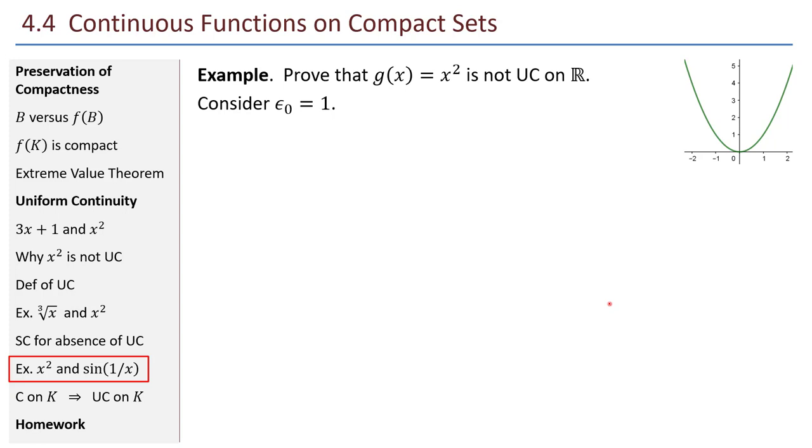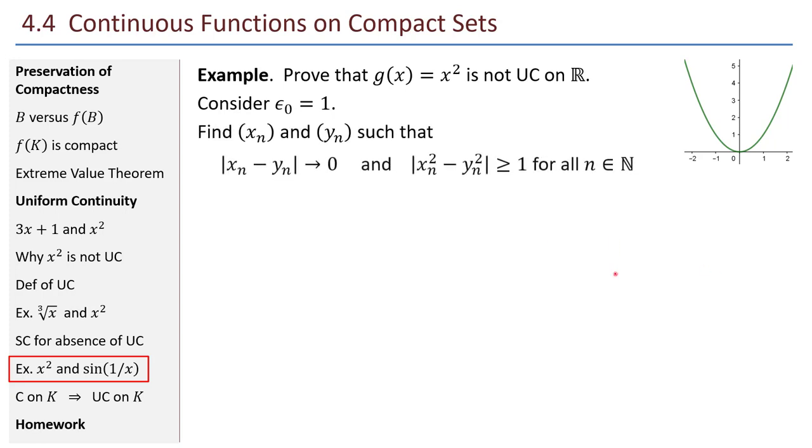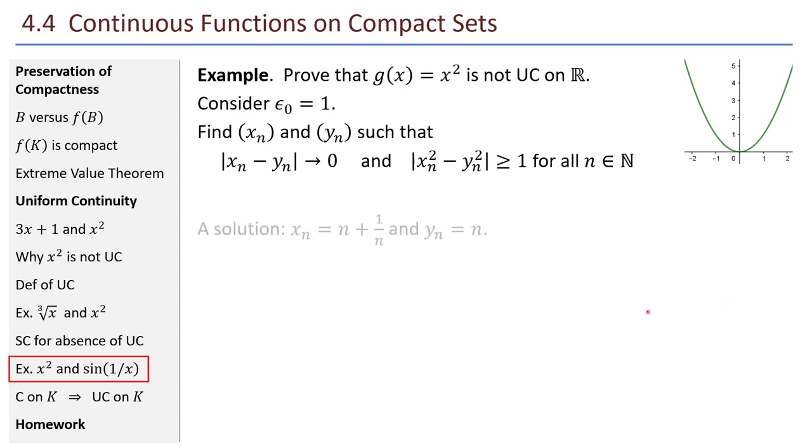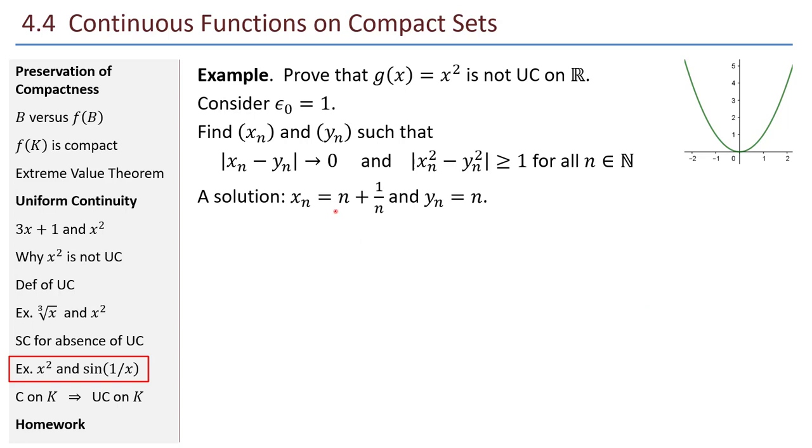Consider epsilon naught equals 1. Our choice of epsilon naught is a little bit arbitrary. 1 usually seems to work, so give it a try. We need to find two sequences such that the difference in corresponding terms approaches 0, but the difference in the squares of those terms is always greater than or equal to 1. You can think about this for a little bit and see if you can come up with a sequence. I'll just jump right to the answer. There are other solutions, but here is one solution.